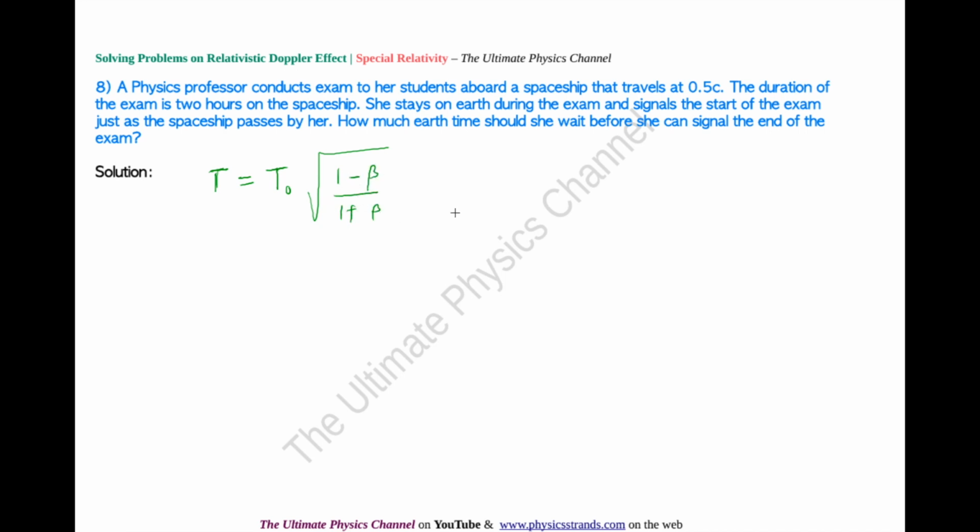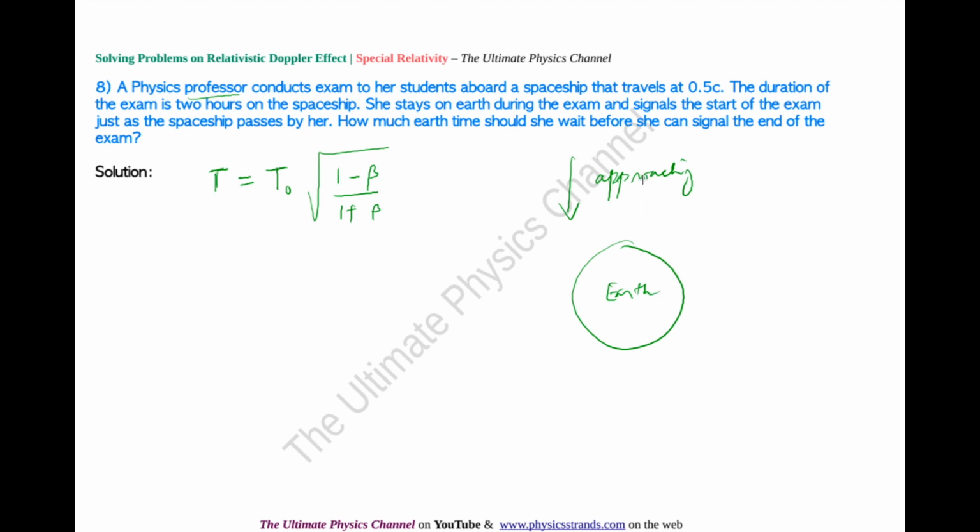Why do I take the minus sign here? Typically, the time between two signals has to reduce in this particular situation, because the students are going to return back to Earth after the exam is over. So I assume that here they are approaching Earth on the return part of the journey when the professor would be signaling the end of the exam. Initially she starts the exam with a signal, that is her first signal, and then when the students are returning after the completion of the exam, they must be approaching Earth.